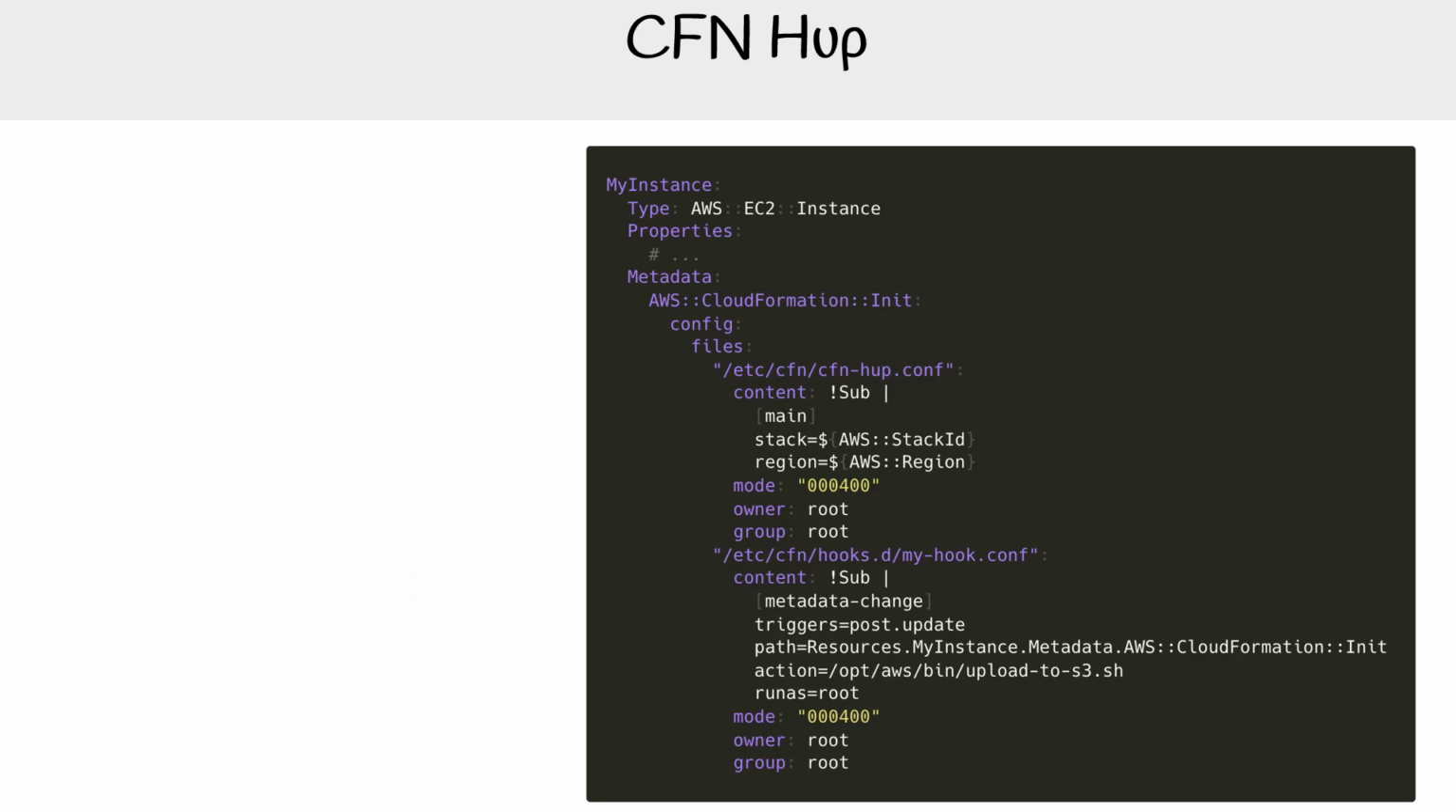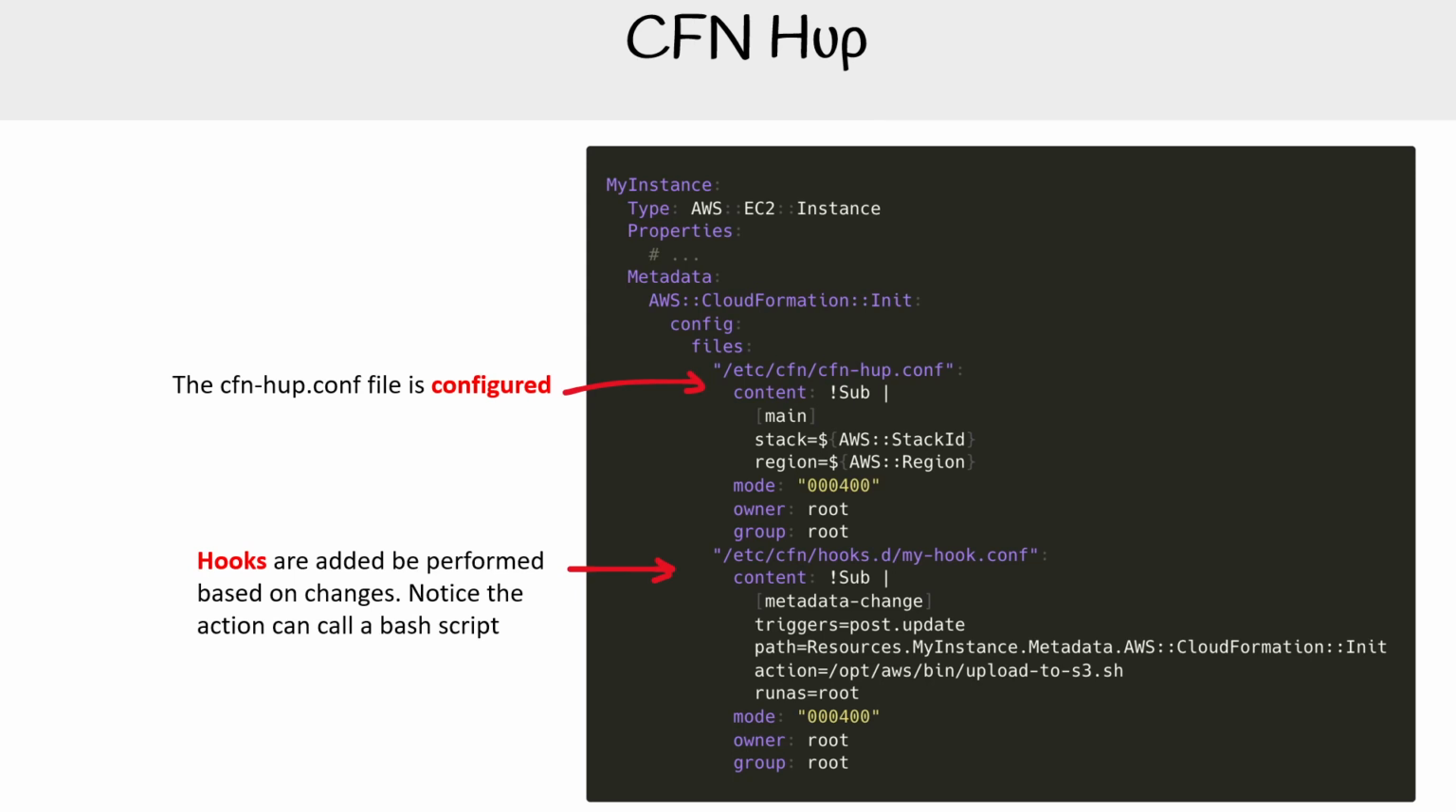For the metadata side of it, where we initialize CloudFormation init, notice we create a file called cfn-hup where we specify some configuration, and then we can define our hooks. So notice that there's a folder called hooks.d, and you can put as many as you want in there. And if you look very carefully here, you can see that we have an action, and it's calling this upload-to-s3.sh. So the idea is that there could be another file here. You create that in the CloudFormation init to do that.